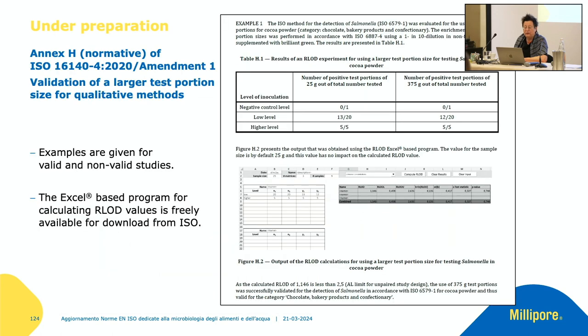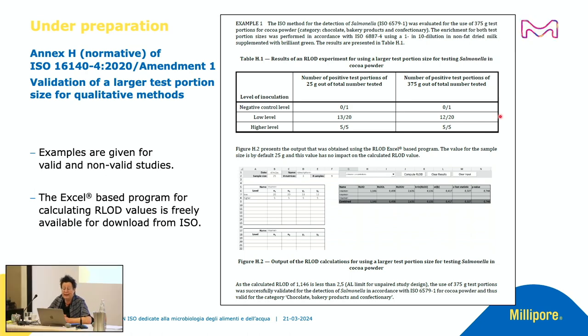I go directly to the next slide, where you can see we have to do a lot of comparison between the current validated sample size. For example, here for Salmonella, it was 25 gram against 375 gram, which wanted to be used by the lab. Then you have to use one sample of each size for negative. Then for the low level, you have to use 20 samples of each, and for the higher level, 5 samples of each. And low level is really detection level or below, and higher level is just above. So it's really very low inoculation.